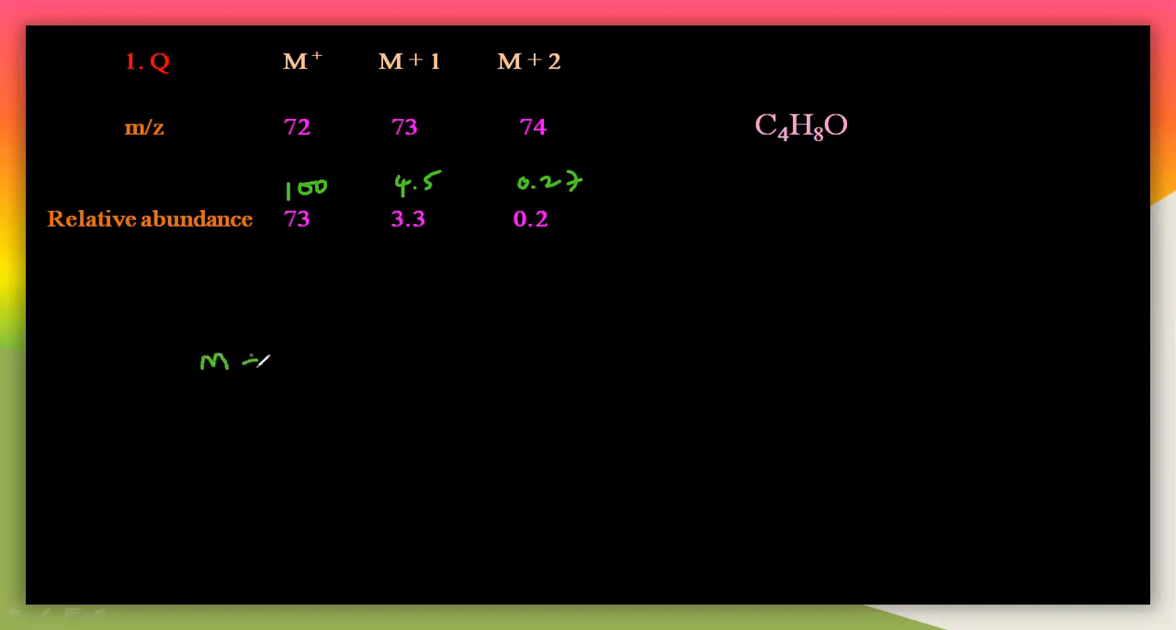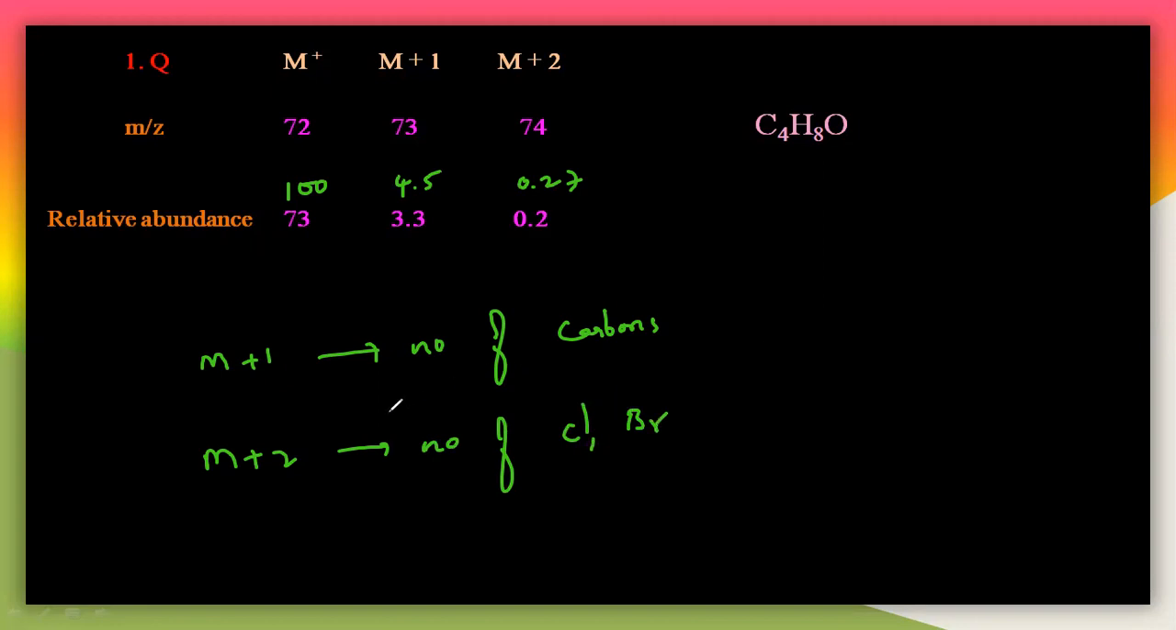So here, M plus 1 will indicate the number of carbons, and M plus 2 will indicate the number of chlorines and bromines. So how does M plus 2 give the number of chlorines and bromines? Because chlorine and bromine have only the M plus 2 here.